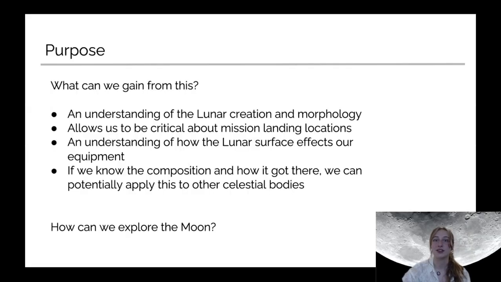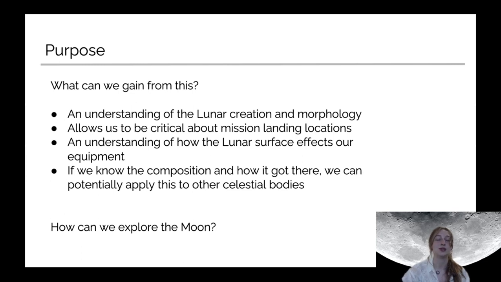So what can we gain from all this information and from our mission with GLEE? We can gain a better understanding of lunar creation and morphology. It allows us to be more critical about mission landing locations, and for other missions too, beyond GLEE, an understanding of how the lunar surface affects our equipment. And if we know the composition and how it got there for the lunar surface and the moon, we could potentially apply this to other celestial bodies and move forward in the solar system.